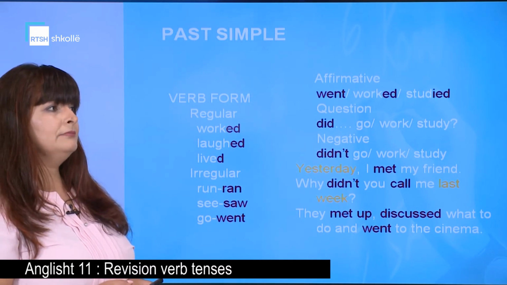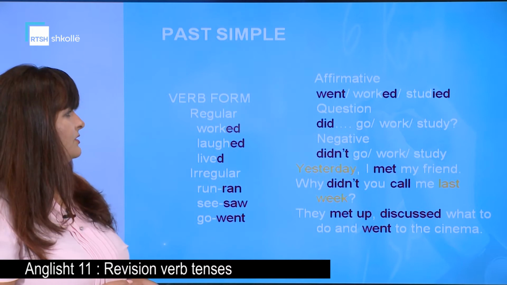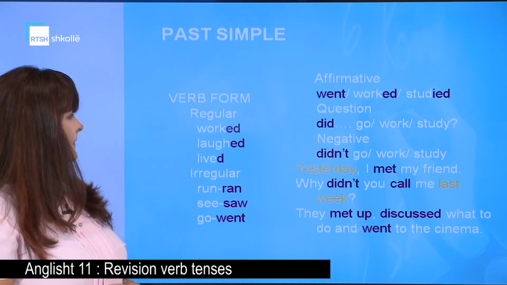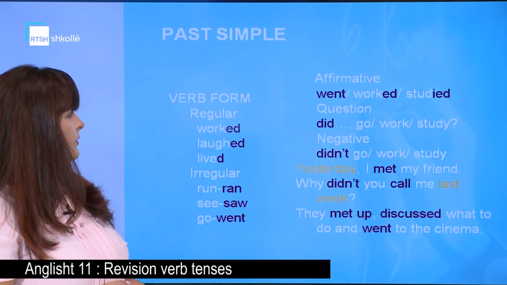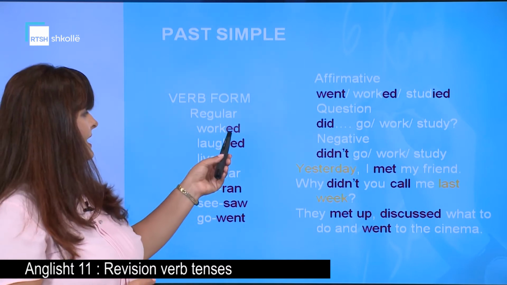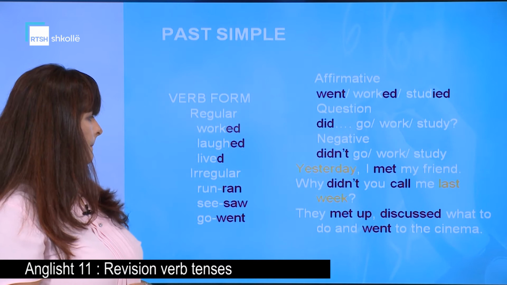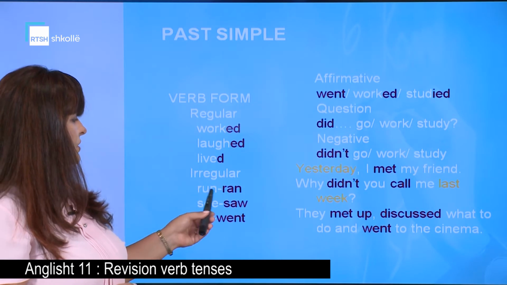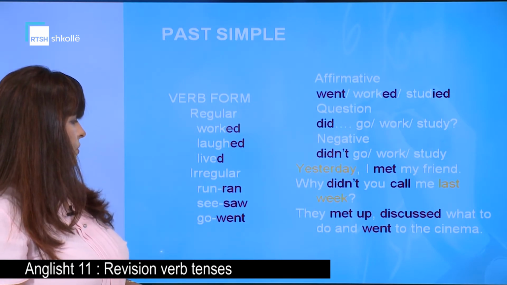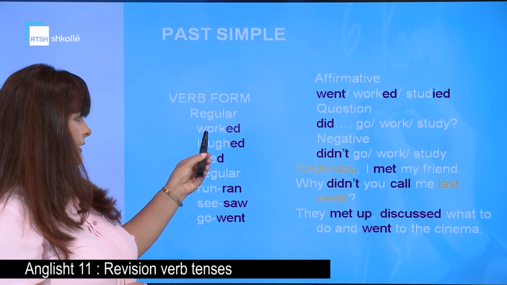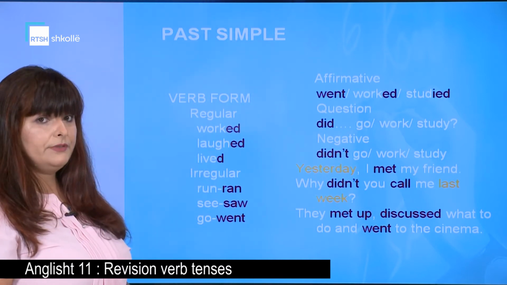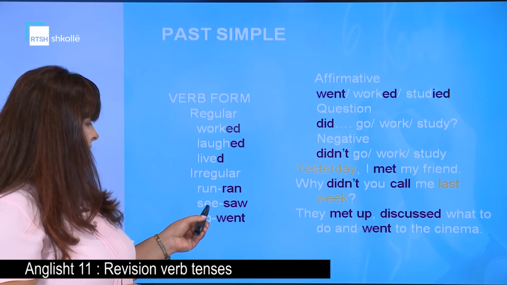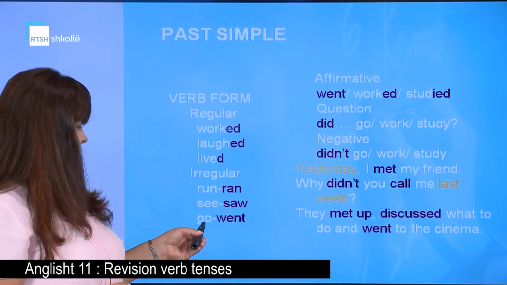English has some interesting verbs. Why are they called interesting? Because we divide the verbs into regular and irregular ones. What are the regular verbs? The regular verbs take ed in past simple or just d, while irregular verbs change their forms. So we have work, worked; laugh, laughed; live, lived; run, ran; see, saw; go, went.